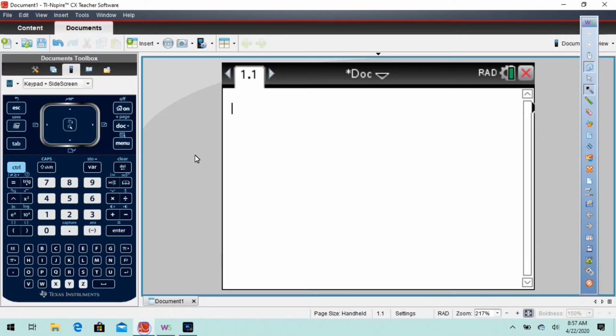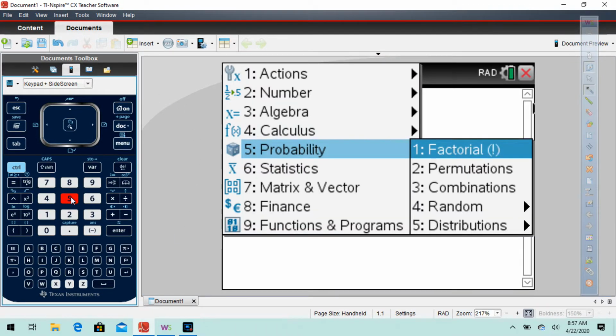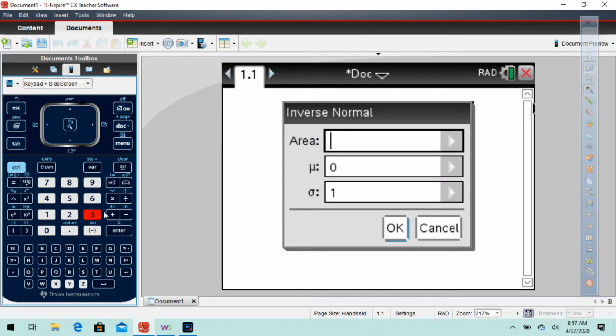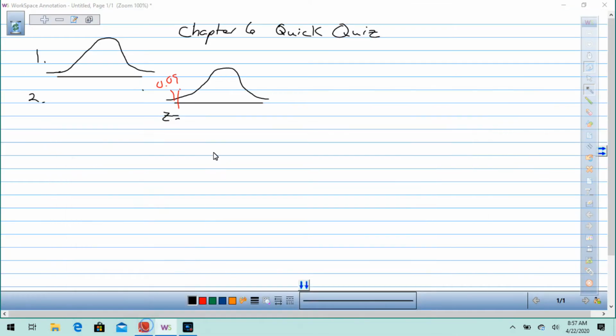So I'm going to go to my calculator, menu, 5, 5, and 3. Area 0.09. And that gives me negative 1.34. So this z-score is negative 1.34. Excellent.